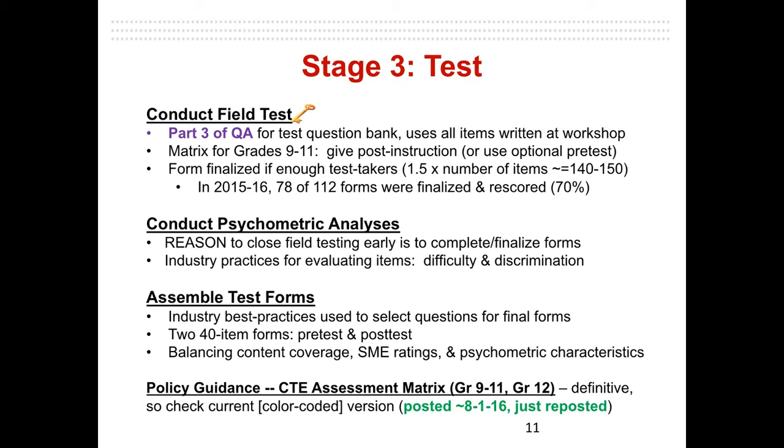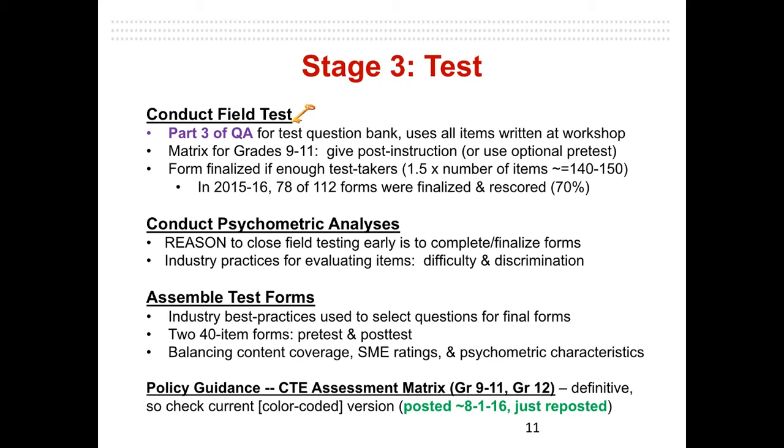Stage 3, we test, conduct the field test. It's one of the final parts of quality assurance. We're looking for about 140 to 150 students to have taken the test in order for us to finalize it. We do psychometric analysis, and if that number of test takers is there, we finalize the forms. I believe that in 2015 and 16, we finalized about 70% of the forms. And it's important to know that if they're finalized, they're rescored and used in accountability. So 30% were not available for item analysis and rescoring because too few students took them.